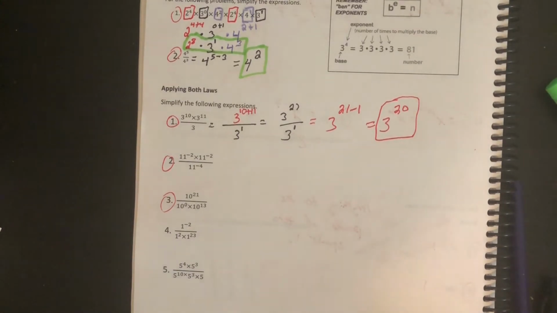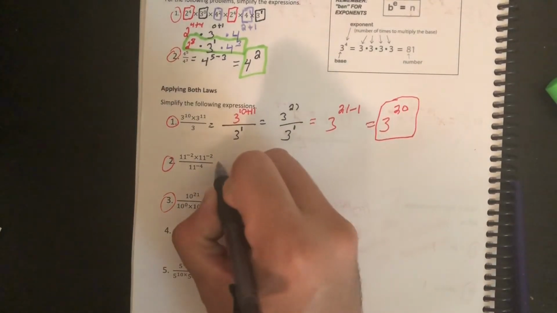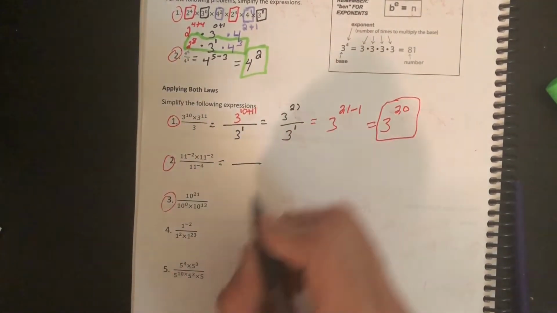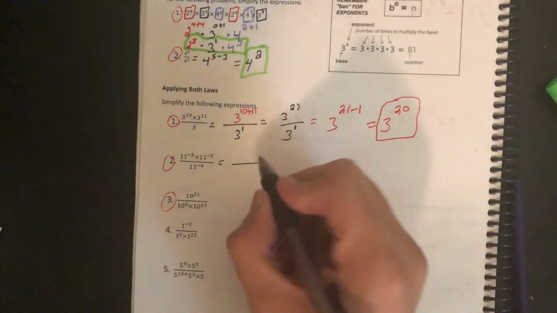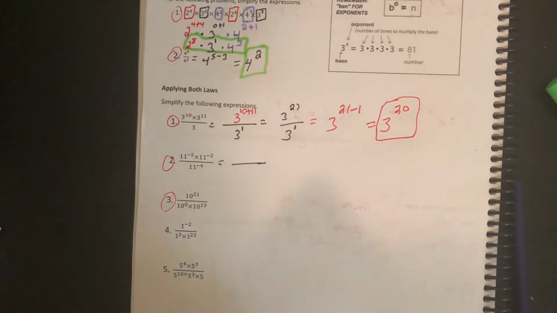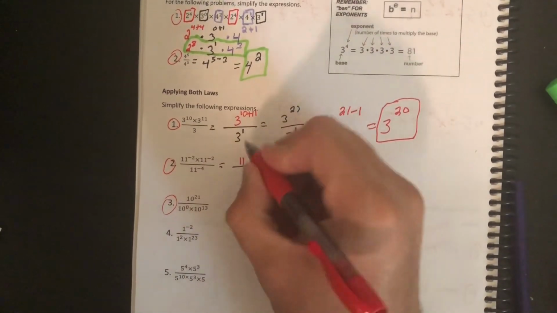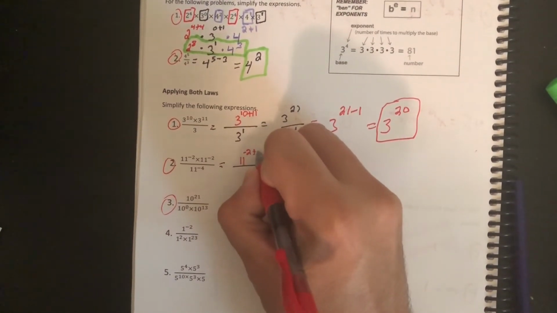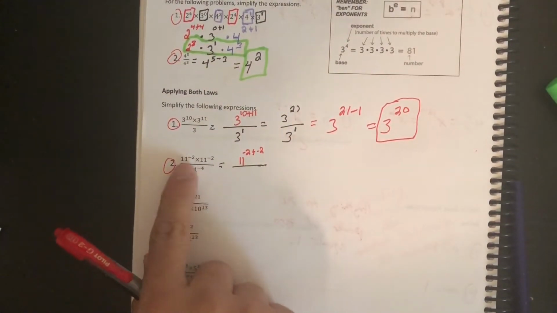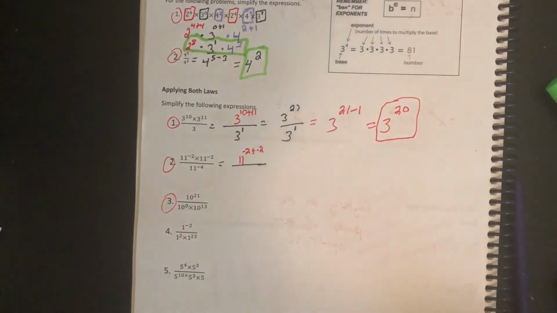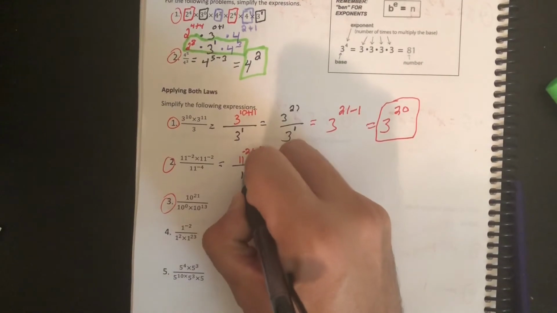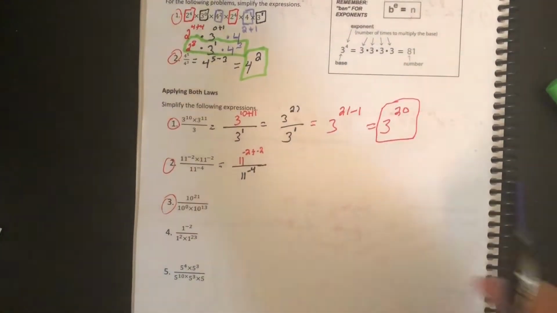Okay, let's move on to number 2. If you notice, at the top, I can combine those two bases together by doing 11 to the power of negative 2 plus negative 2. When you're multiplying the same base, you add the exponent. As for the bottom number, I'm just going to leave it like it is. I'm not ready to mess with it.